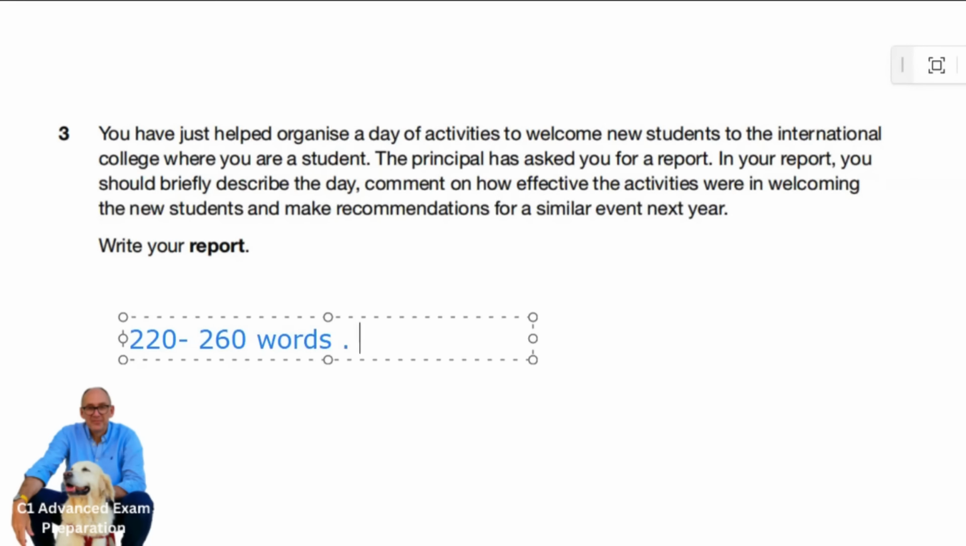Okay, so we know with the writing that we have from 220 to 260 words, which we have to use. I would suggest that perhaps we write slightly more than 260, maybe 280 words. That sort of gives us a bit more room for grammar, vocabulary, space to talk about different things, etc. So this is the report we're going to have a look at.